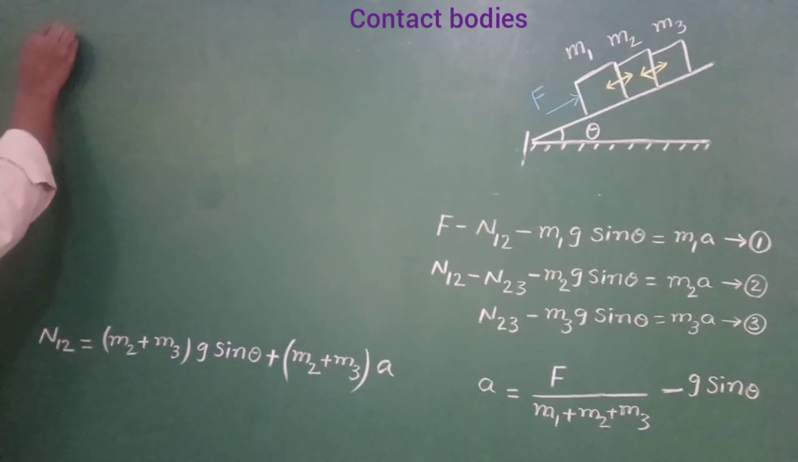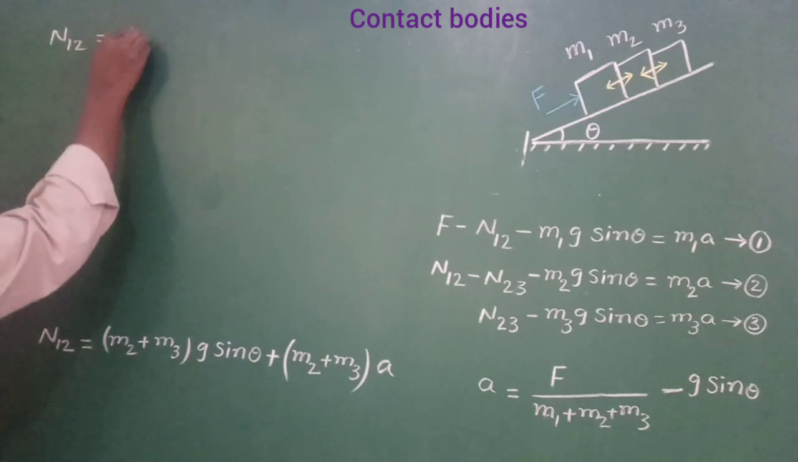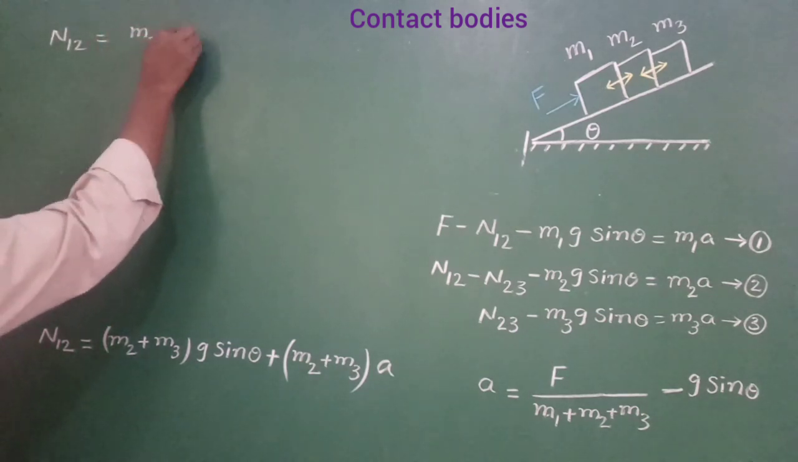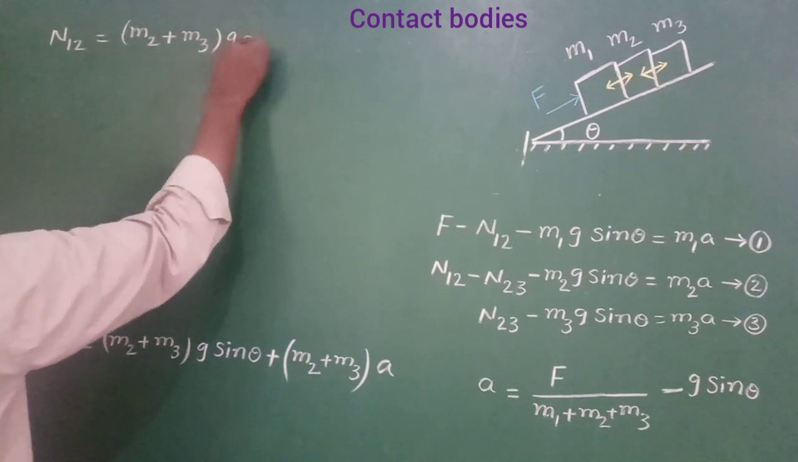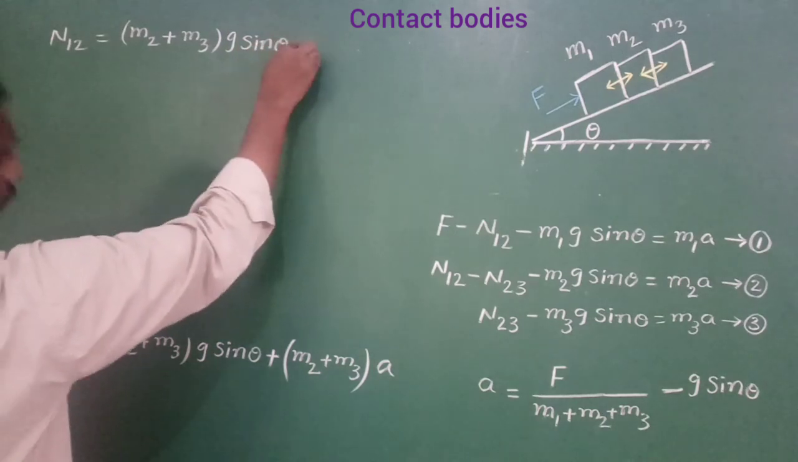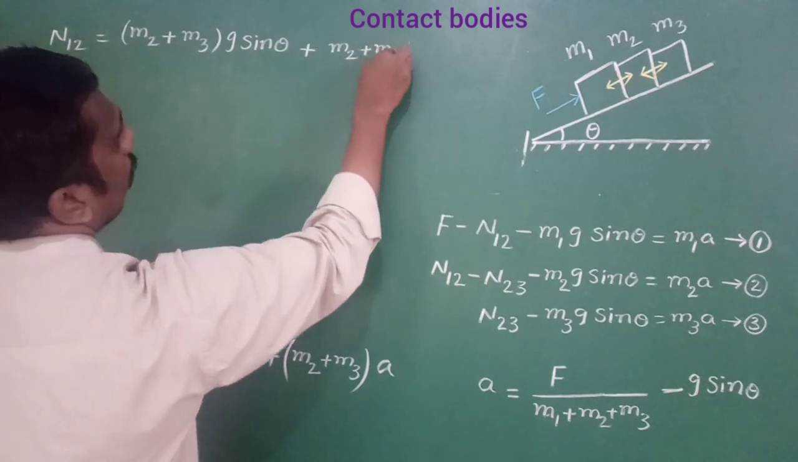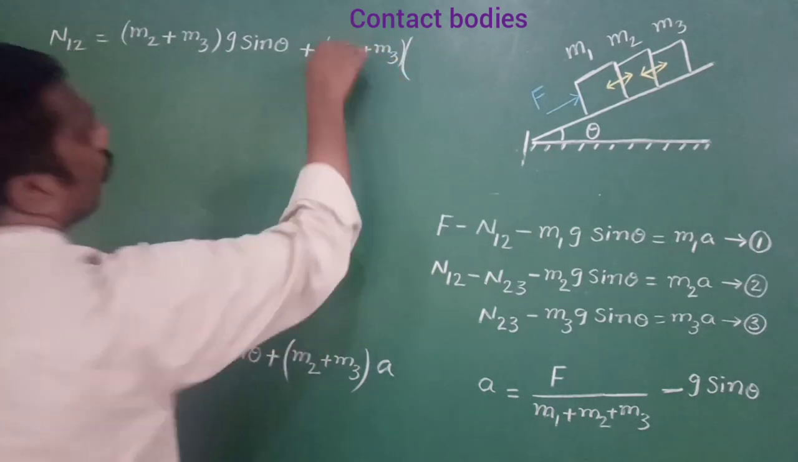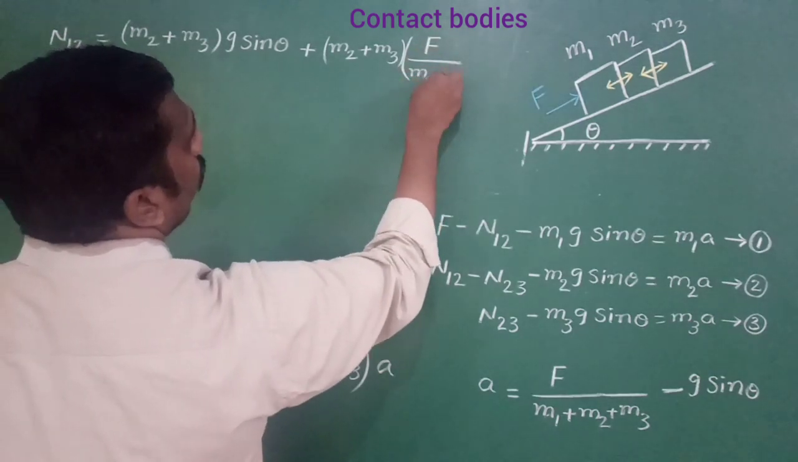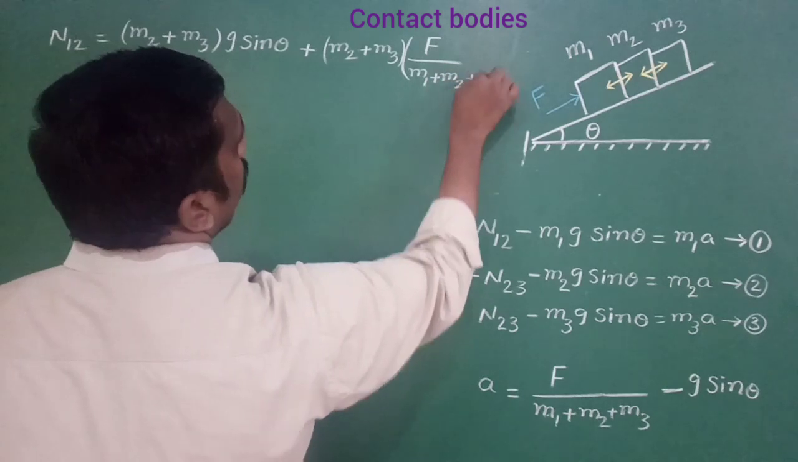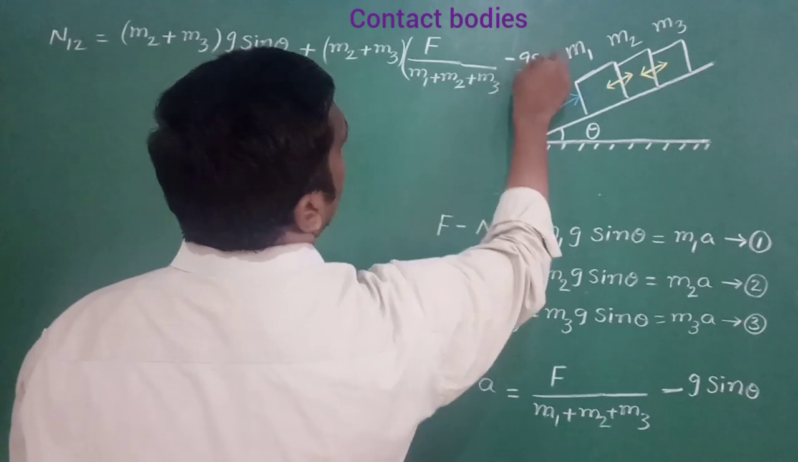From this, N12 is equal to (m2 plus m3) into g sin theta, plus (m2 plus m3) into F by (m1 plus m2 plus m3) minus g sin theta.